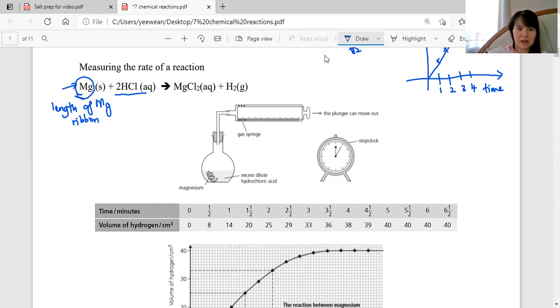So be specific. Don't just say amount, because I don't know what amount. Is it the length? Is it the mass? Or is it the volume? We don't usually measure magnesium in volumes. So we try to be specific here. So length of magnesium ribbon, or we can say mass of Mg.